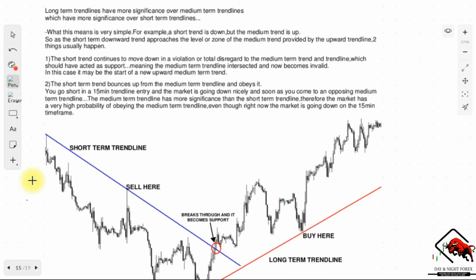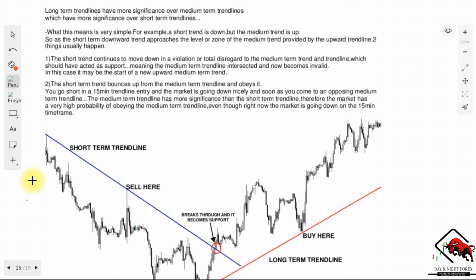So our long-term trend lines have more significance over medium-term trend lines, which have more significance over the short-term trend lines. So as we say, the long-term trend lines are more powerful than the medium, and the medium are more powerful than the short term. So what this means is very simple. For example, a short trend is down, but the medium trend is up.